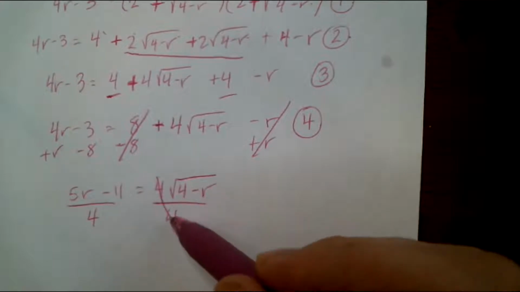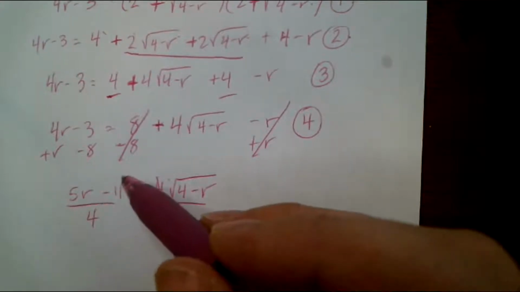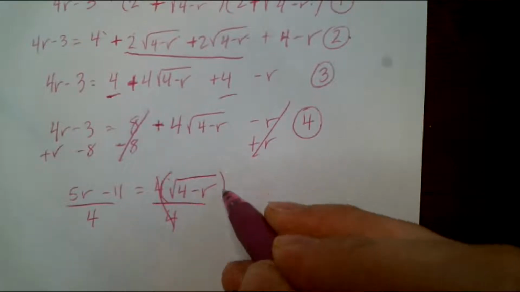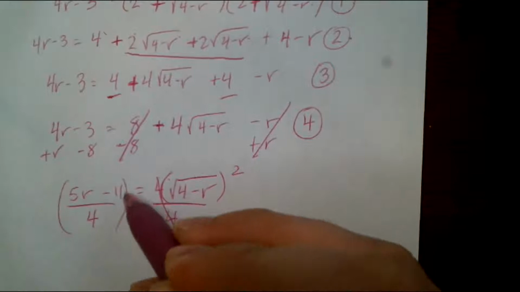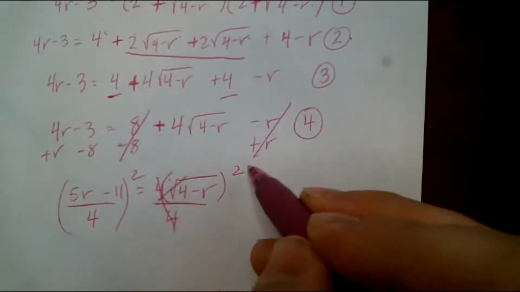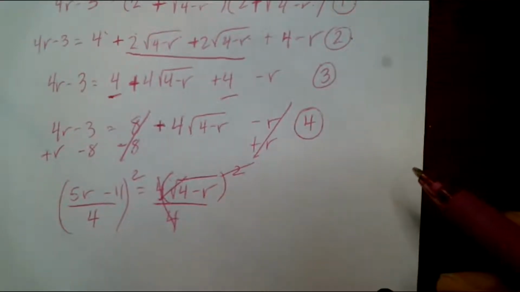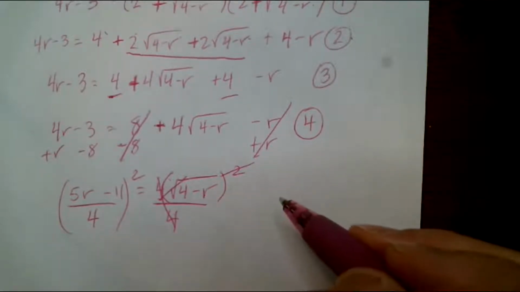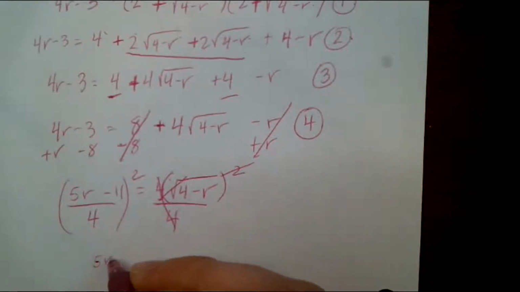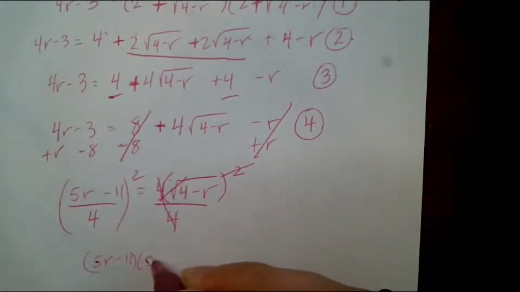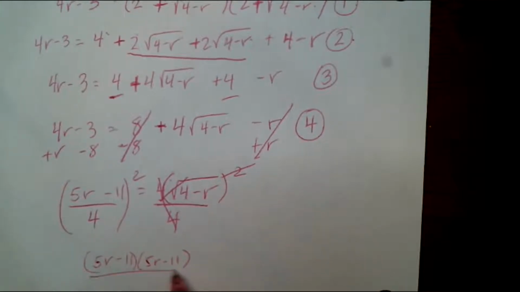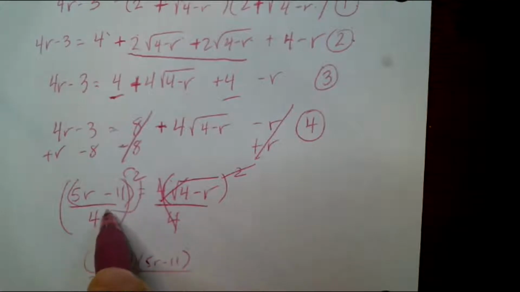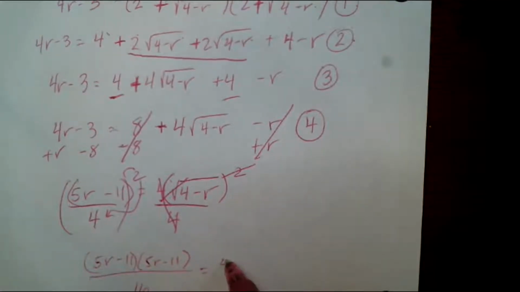So this cancels right here, divided by 4. And then, yeah, you could do either way, Lucy. And then let's go ahead and square both sides. The square root and the square cancel here. And I'm left with 5r minus 11, all over 16, because you've got to square the numerator and the denominator, is equal to 4 minus r.